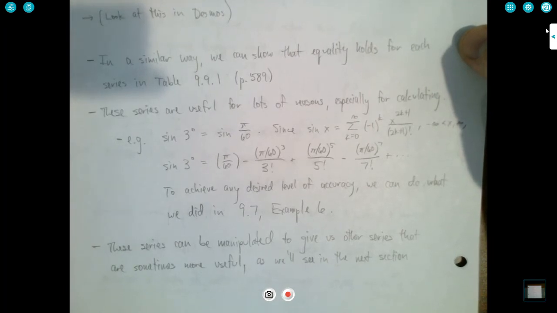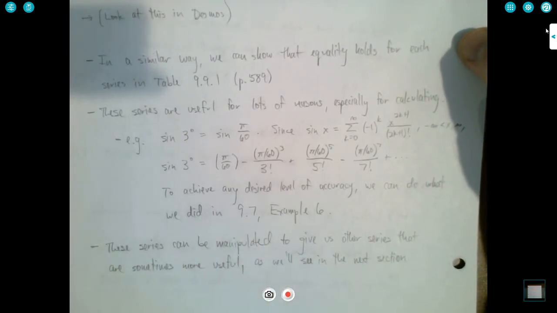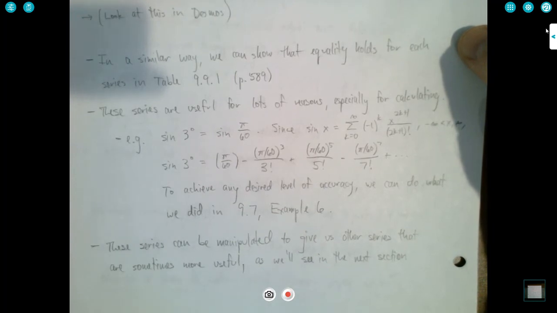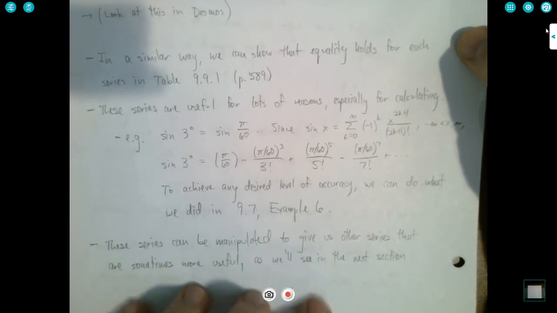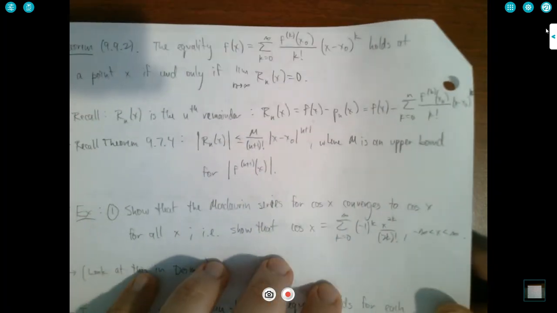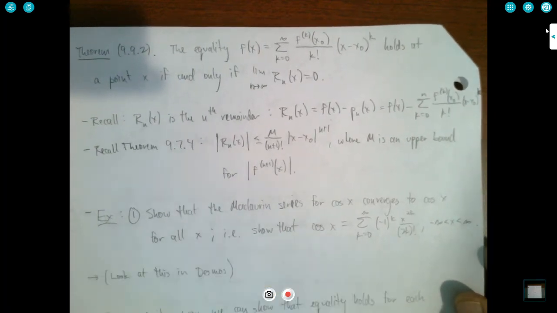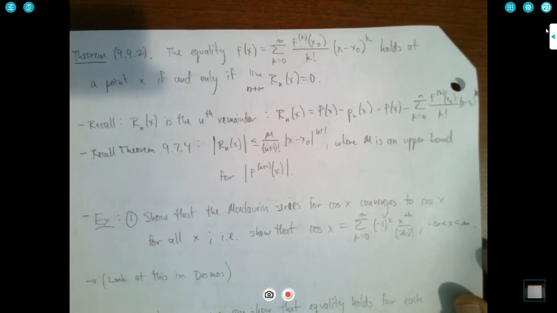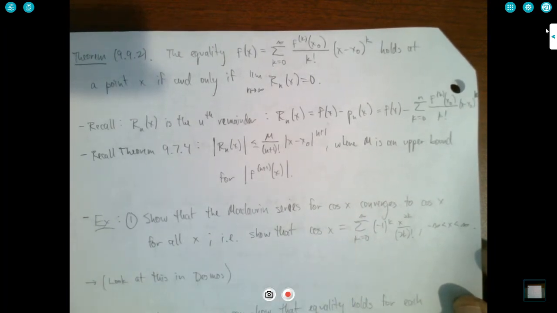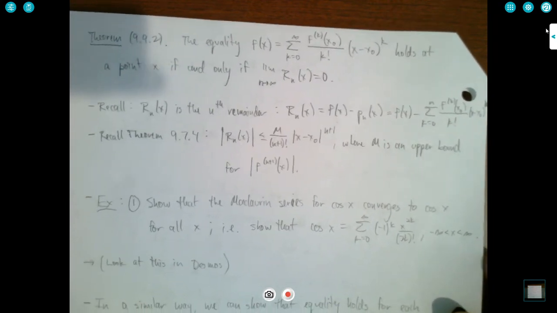Another thing your textbook does in this section is show how some series can be manipulated to give us other series that are sometimes a little bit more useful. But that's going to be the main topic of discussion in the next section, so I don't see the need to talk about that here. So really the main takeaway is this: you can show, not always, but in some cases, that the series will actually converge to the function that it's supposed to be approximating or representing. That's a really big, important result.